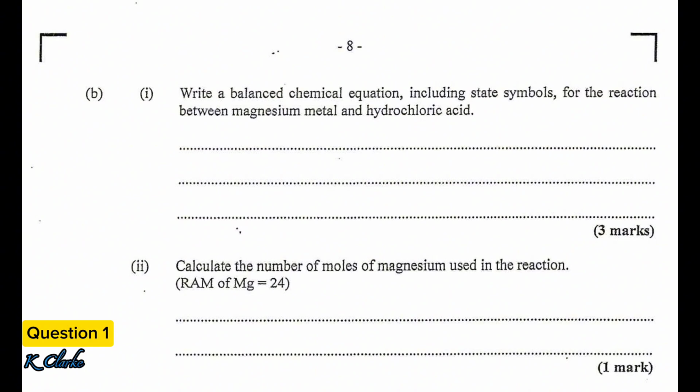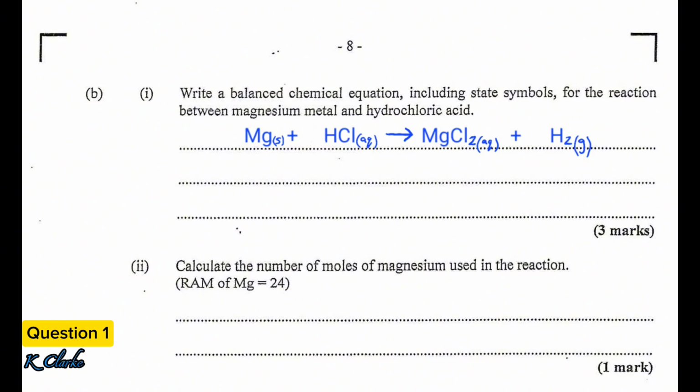Metal reacts with acid to produce salt and hydrogen gas. Therefore, the equation will be magnesium solid plus HCl hydrochloric acid to produce a salt, magnesium chloride, MgCl2 aqueous, plus hydrogen gas, H2 gaseous state.